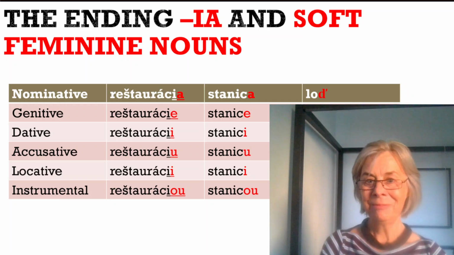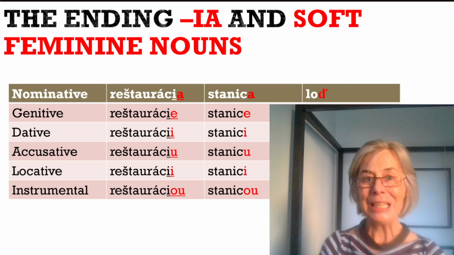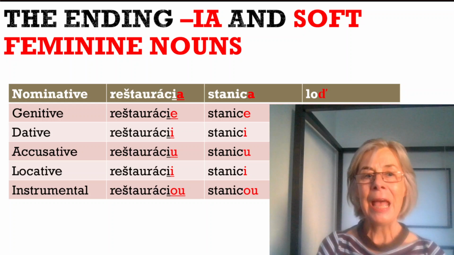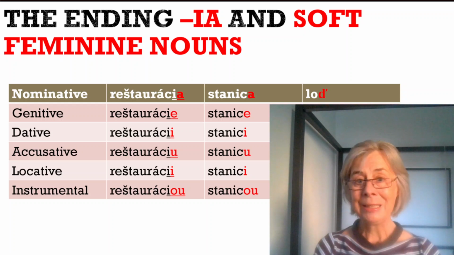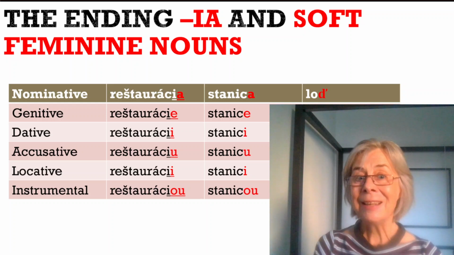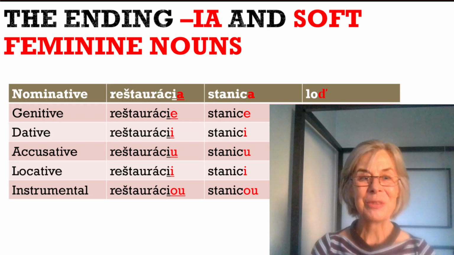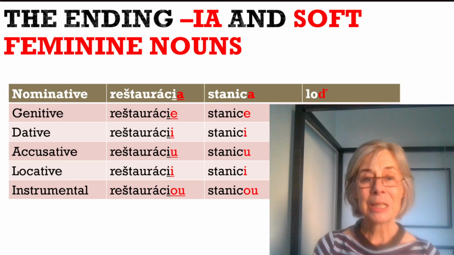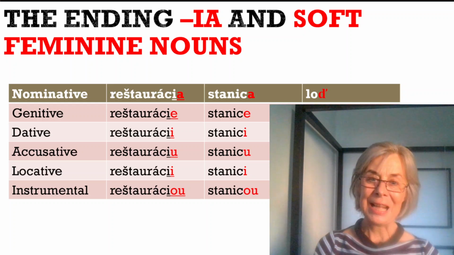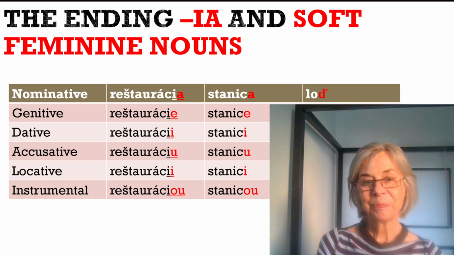Don't confuse the ending ie from the last slide with the very well behaving ending ia, which belongs to the same group of declension as soft feminine nouns. Let's compare the way they are declined. Nominative. Reštaurácia, stanica. Stanica is a soft feminine noun. Genitive. Bez reštaurácie, bez stanice. The ending e, we talked about that in genitive. Dative. Reštaurácii, stanici, the ending i, the same as in locative. Accusative. Vidím reštauráciu, stanicu, the same ending. Locative. O reštaurácii, o stanici. And instrumental, reštauráciou, stanicou.